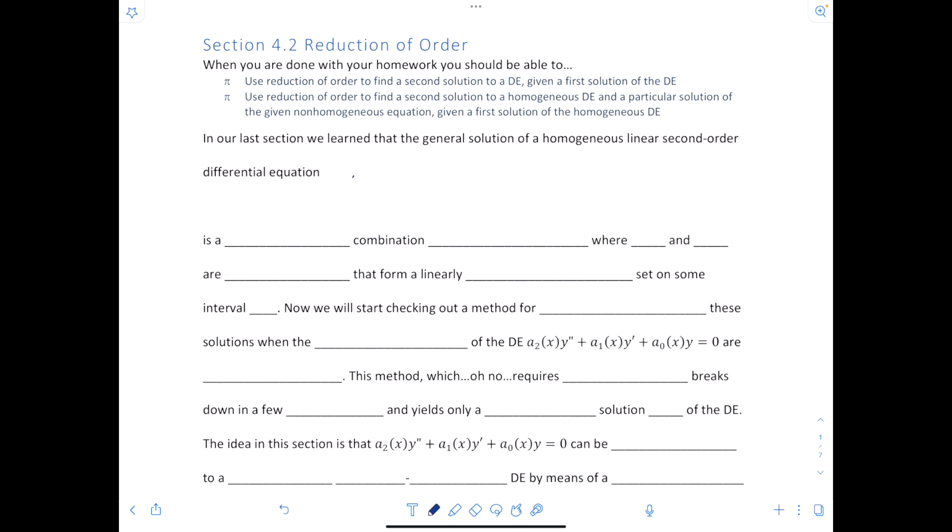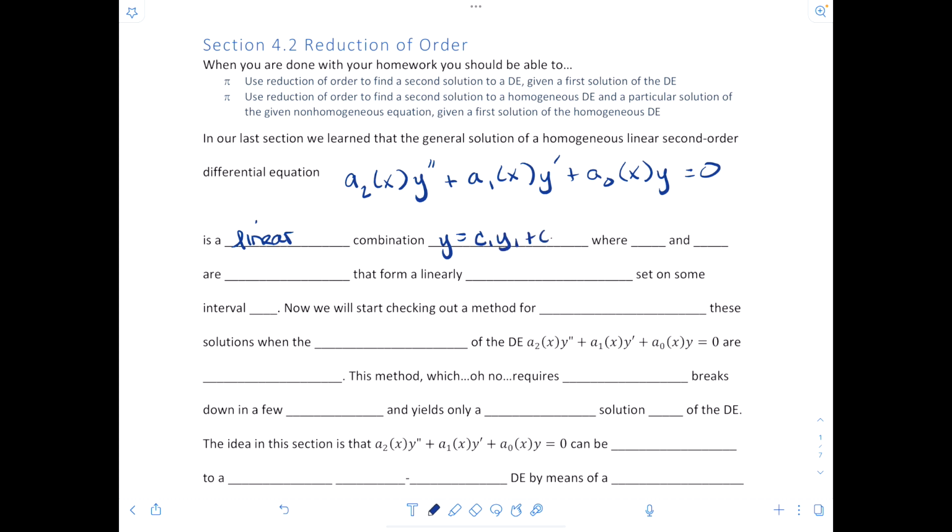In our last section, we learned that the general solution of a homogeneous linear second order differential equation, which looks like this, a2(x)y'' + a1(x)y' + a0(x)y = 0, is a linear combination y = c1 y1 + c2 y2, where y1 and y2 are solutions that form a linearly independent set on some interval I.